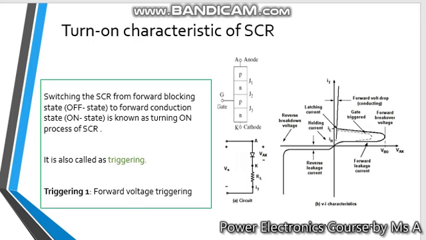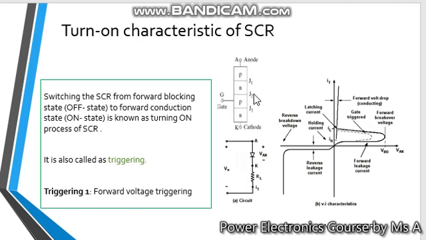Let's take a look at forward voltage triggering. In this mode, additional forward voltage is supplied between anode and cathode. When the anode terminal is positive with respect to cathode, junction J1 and J3 are forward bias and junction J2 is reverse bias. No current flows due to the depletion region in J2 being reverse bias except for leakage current.